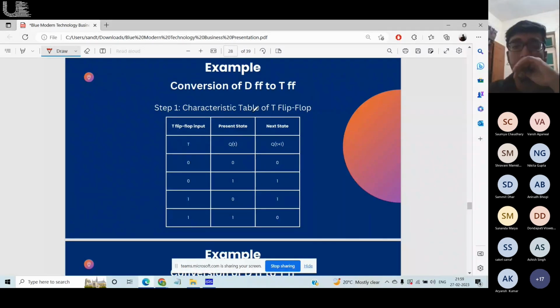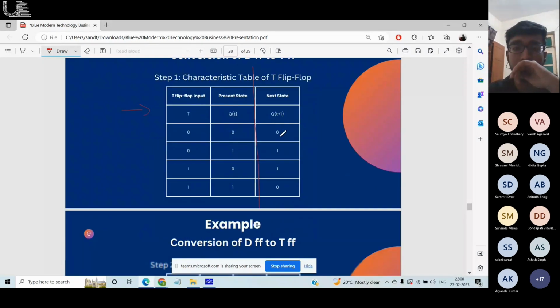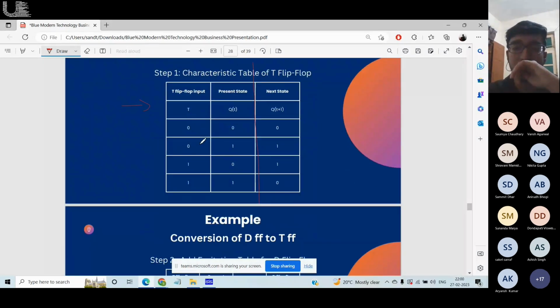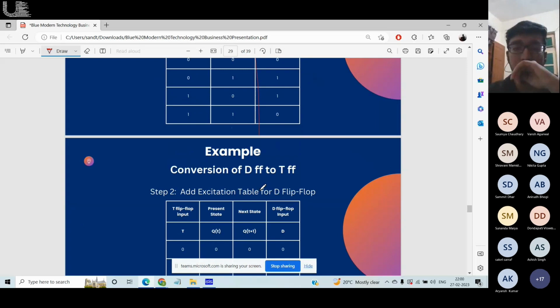Step number one, draw the characteristic table of the T flip-flop. This is exactly what I mean by characteristic table. You have the input T and the present state, which is the input part, and this is the output part. You can predict the next state of the T flip-flop. For T equal to 1, it toggles, so that's all it says.